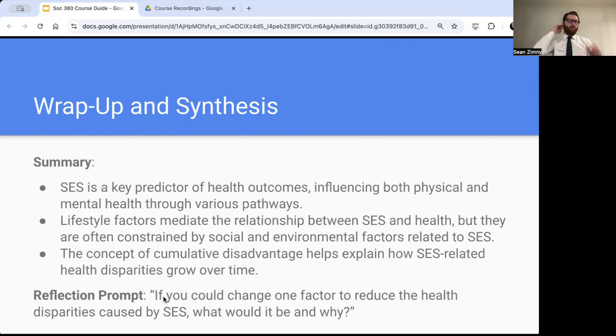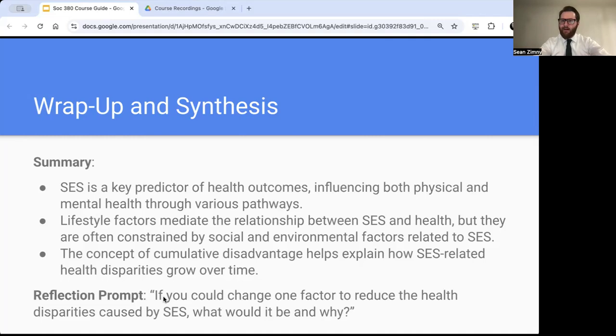All right, finally, just a quick wrap up and synthesis. I just want to review these three key main points from the session. One, that socioeconomic status is a key predictor of health outcomes, influencing both physical and mental health through various direct and indirect pathways. Number two, lifestyle factors mediate the relationship between socioeconomic status and health, but they are often constrained by social and environmental factors related to socioeconomic status. And then three, the concept of cumulative disadvantage helps to explain how socioeconomic status related health disparities grow and grow over time.